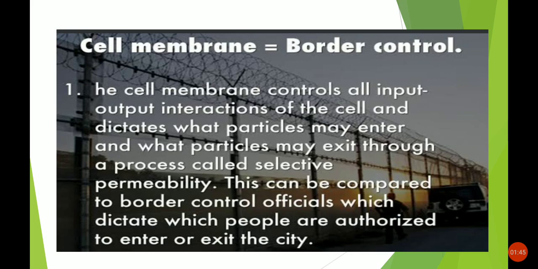So the cell membrane controls all input-output interactions of the cell and dictates what particles may enter and what particles may exit through a process called selective permeability. So the cell membrane is also called the selectively permeable membrane. Okay, so this can be compared to border control.